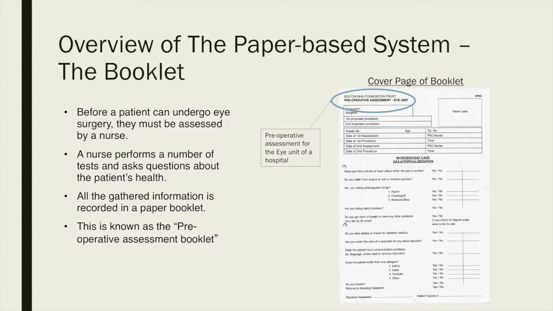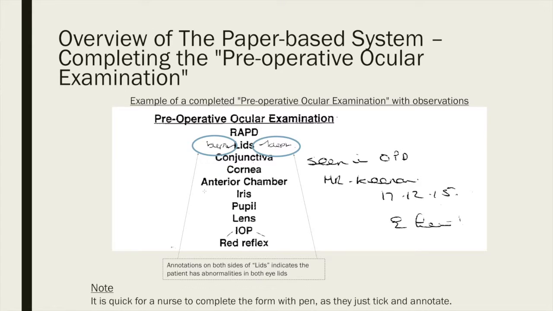This piece of paperwork is filled out by nurses before a patient has an operation. It contains a checklist of items which are normally eye conditions that the patient can have in either or both eyes or neither eye. And the nurse normally quickly fills this out by annotating the piece of paper and ticking sides accordingly.